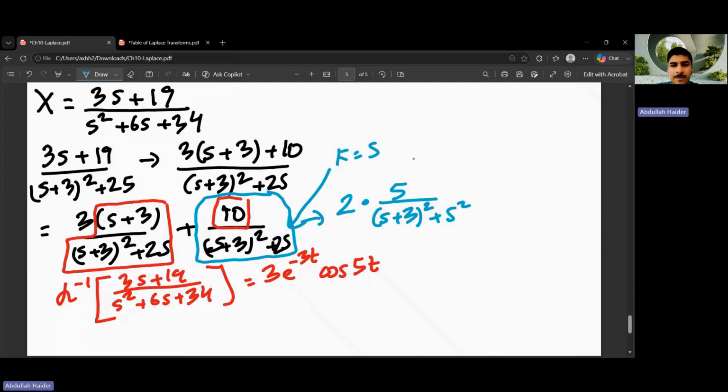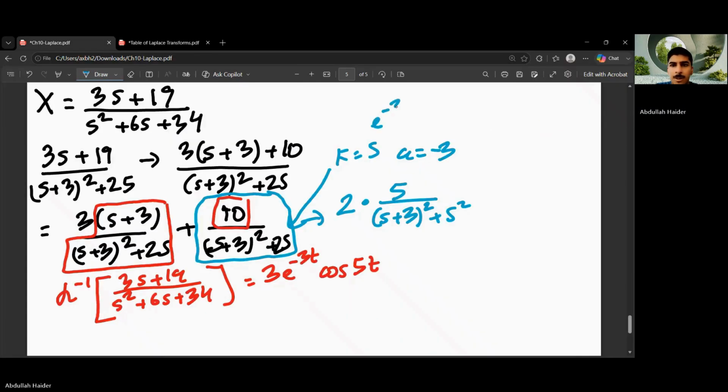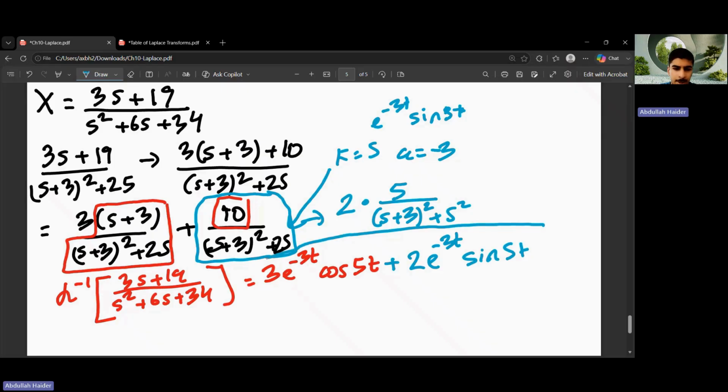So k is 5 and a is -3 still. So I can say it's e power minus 3t sine 5t. So this will finally become plus 2 e power minus 3t sine 5t. This is the final answer.